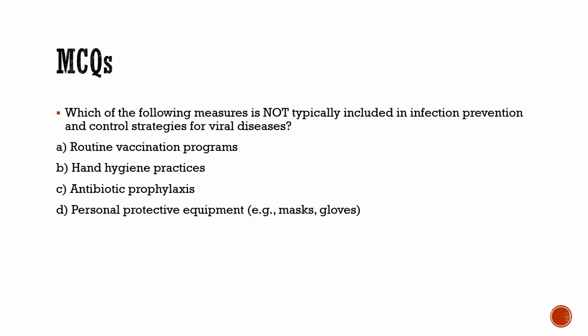Which of the following measures is not typically included in infection prevention and control strategies for viral diseases? A. Routine vaccination programs. B. Hand hygiene practices. C. Antibiotic prophylaxis. D. Personal protective equipment like masks, gloves, etc. Answer is C. Antibiotic prophylaxis.